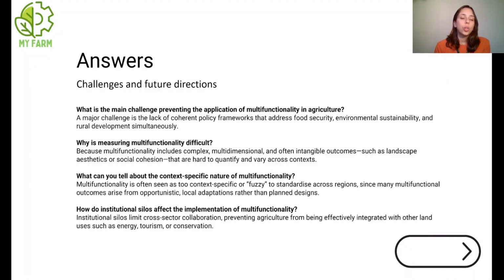And regarding the institutional silos and how they affect the implementation of multifunctionality, we can tell that institutional silos limit cross-sector collaboration, preventing agriculture from being effectively integrated with other land uses, such as energy, tourism, or conservation. And as we already said, these are issues that should be addressed in the near future.